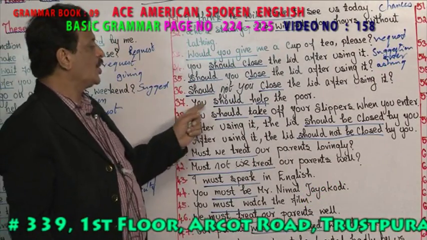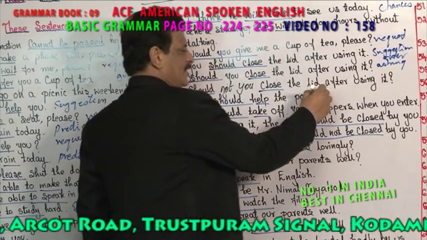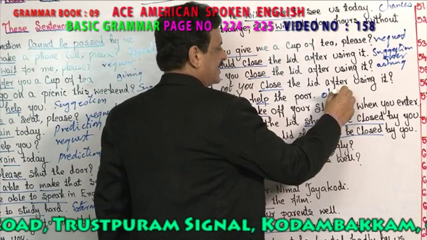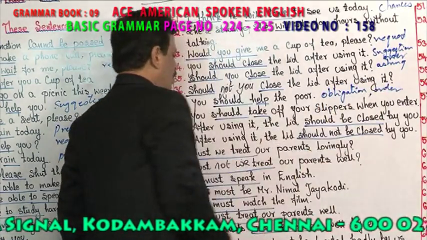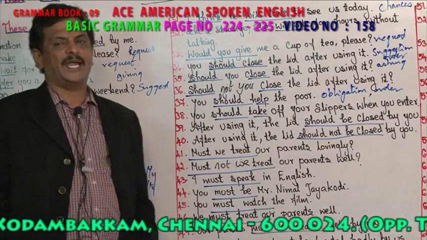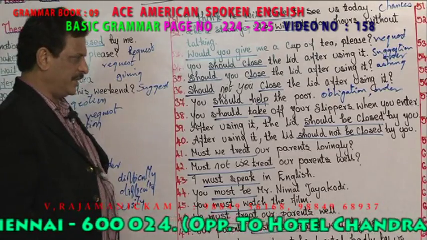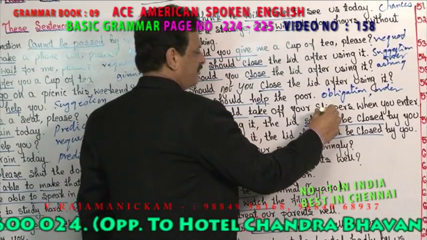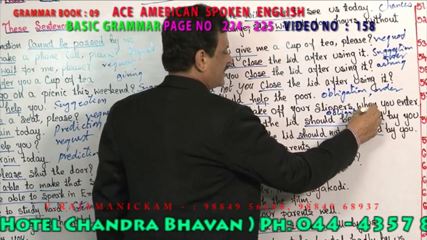This is also a question. You should help the poor. What type of sentence is it? It is obligation and order. You should take off your slippers when you enter. What is that? It is obligation. When you go to temple, this is what you have to do. This is obligation and this is suggestion.